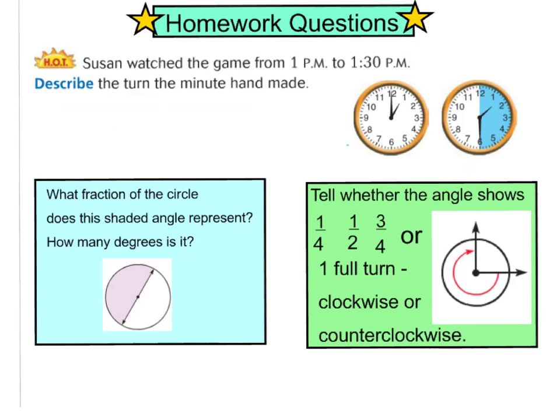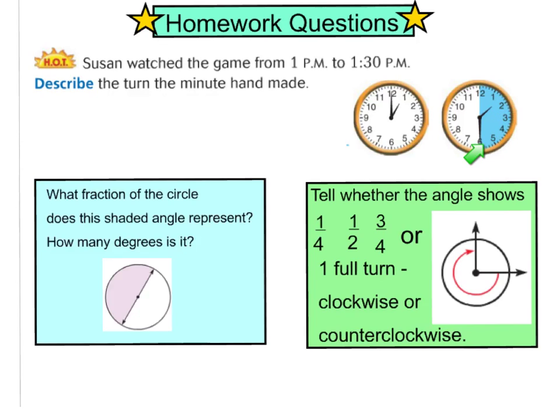Here are your homework problems for tonight. Number 1 is a higher order thinking question. It says, Susan watched the game from 1 o'clock p.m. to 1:30 p.m. Describe the turn the minute hand made. So you're going to have to look at the clock and see if it started at 1 o'clock p.m. and it went to 1:30 p.m. What type of turn is that?